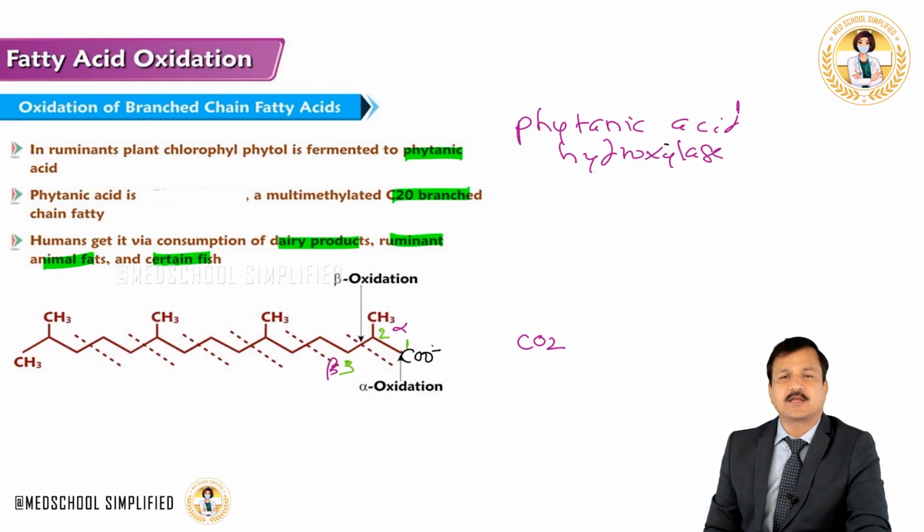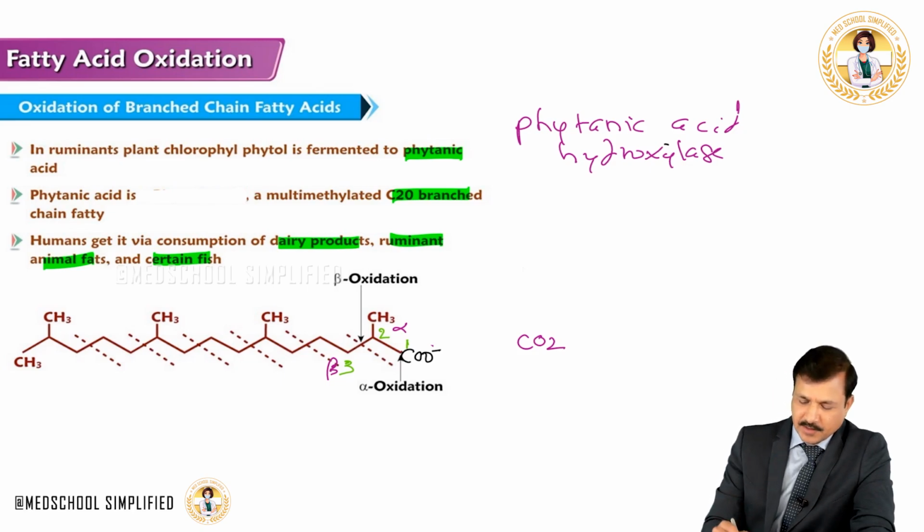The reactions 1, 2, 3 that we have seen in beta oxidation of fatty acids will go on, and that will break the bond between the second and third carbon and release a 3 carbon fatty acid, and that is called propionyl-CoA. So there will be release of propionyl-CoA.